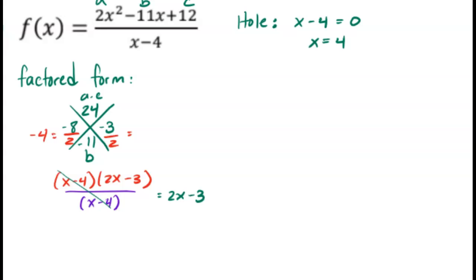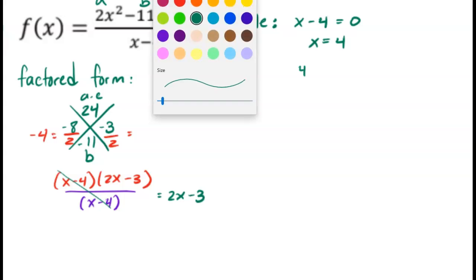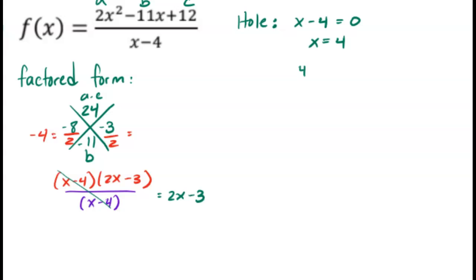What else do we need to find for the hole? You need to find the y value. How do you go about finding the y value? You plug in 4 for x where? In what equation? The new equation, the simplified factored form. Why don't we plug it into the original? Think about it. A hole is an undefined moment on the graph. Is it going to have a defined y value?